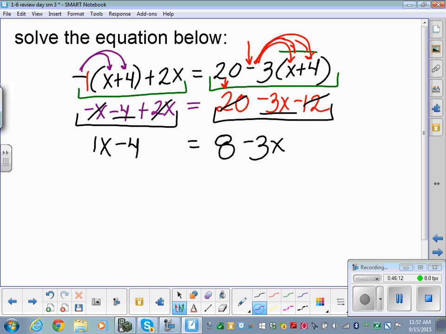Now we're going to solve for x. Now we have an x on the left, we have an x on the right. We need to bring them together, but we got to use the correct operation to get it from one side of the equation to the next.